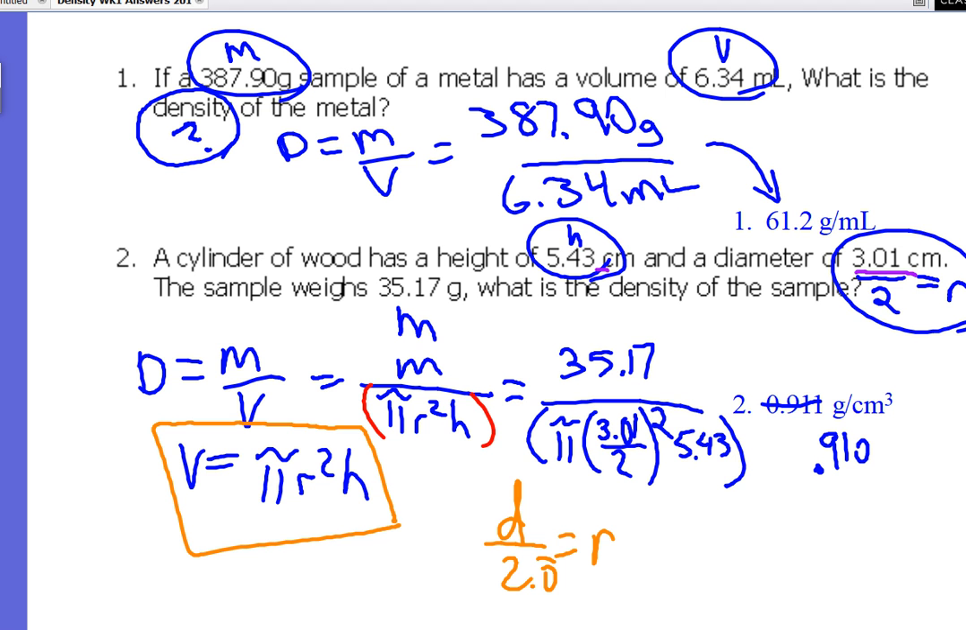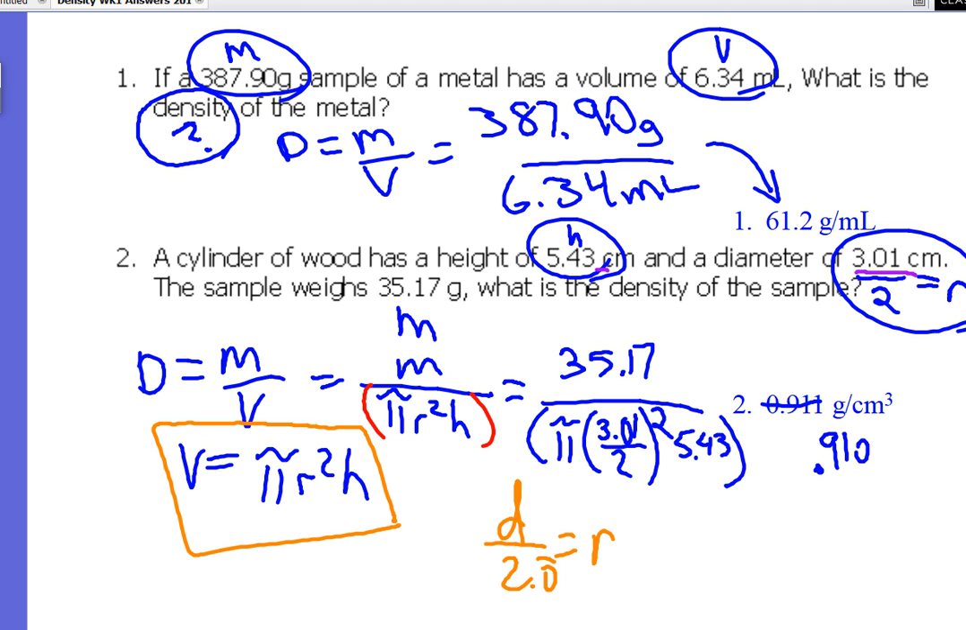Here we go. So let's go to questions 1 and 2. What amazing handwriting. Notice that I'm identifying this is the mass, this is the volume, looking for the density. I then wrote down the equation and I plugged in the numbers and then I solved. That's what you're doing. Number 1 is about as simple as it gets.